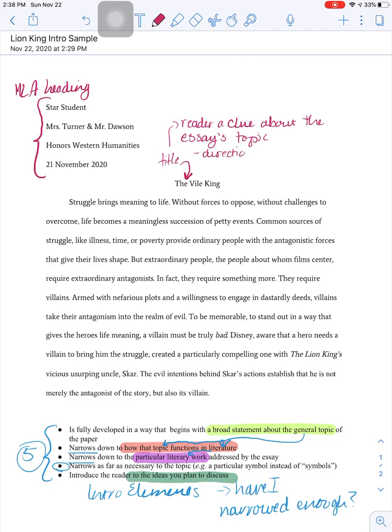And give some direction, okay? So I know that this essay is going to be about something vile, which you might have noticed is the same root as the word villain or villainous. So let's take a look at the sentences themselves and see how they correspond to the elements that we have listed at the bottom. The very first sentence reads, struggle brings meaning to life.